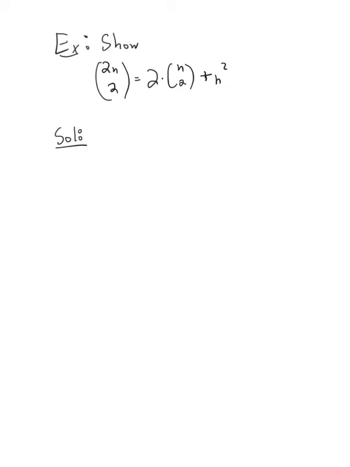Let's show that it makes sense. So 2n choose 2 is the same as 2n factorial over 2 factorial. We're choosing 2 things, and we're not choosing the other 2n minus 2 things.